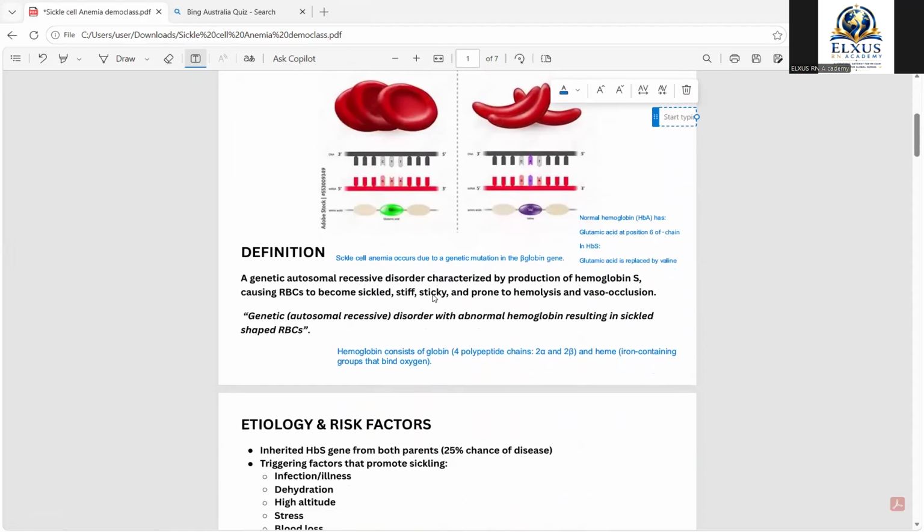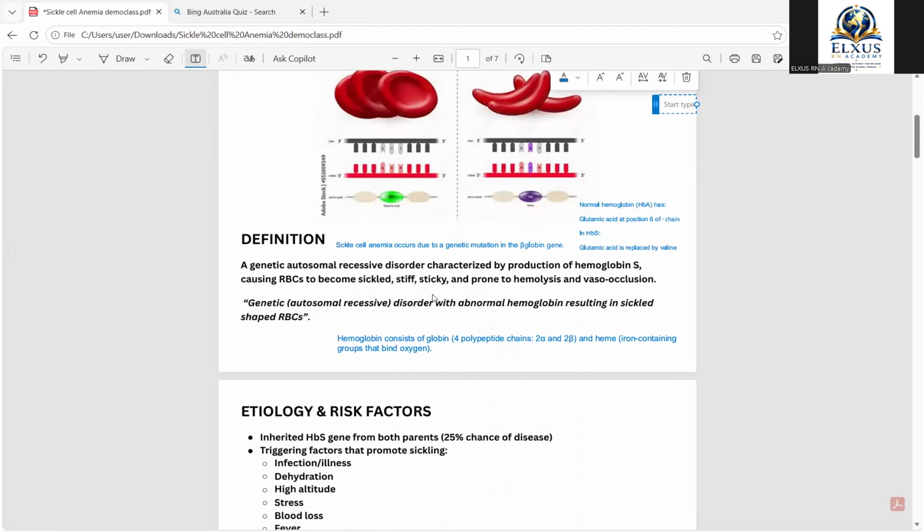Sickle cell anemia is an autosomal recessive disorder, that means it is a genetic disorder. Mainly what happens here is the sickling of the RBC. We know how the RBC is produced, that is through hemoglobin. The hemoglobin has two parts. From the name itself we can know, the hemoglobin has the heme part and the globin part.